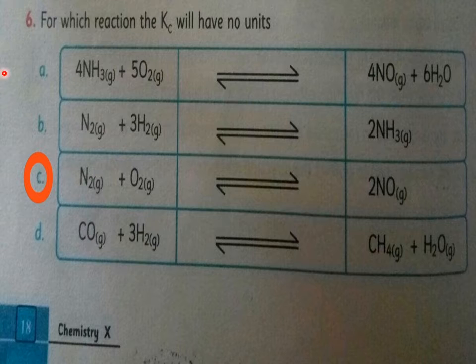Okay, the sixth one is: for which reaction will the Kc have no units? The Kc will have a unit if they don't cancel out each other, and the Kc units are mole per decimeter cube. So look at the first one here. Here is 4 moles of ammonia reacting with 5 moles of oxygen, and it will give us 4 moles of nitric oxide and 6 moles of water.